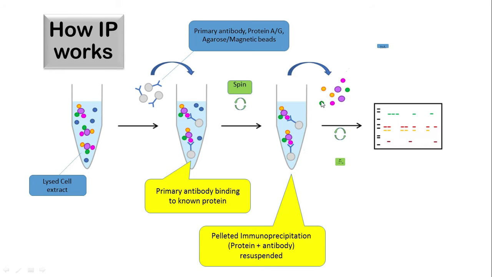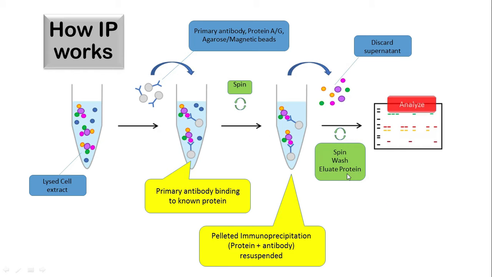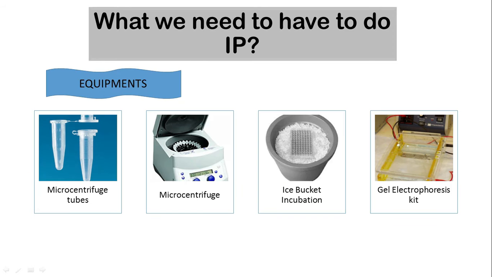Eventually, this process will be repeated several times until we get the eluted protein. Only then are we able to analyze the protein of interest. So, what are the equipment and tools that are required to do the IP?